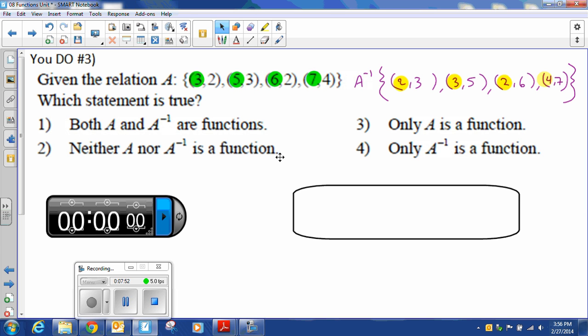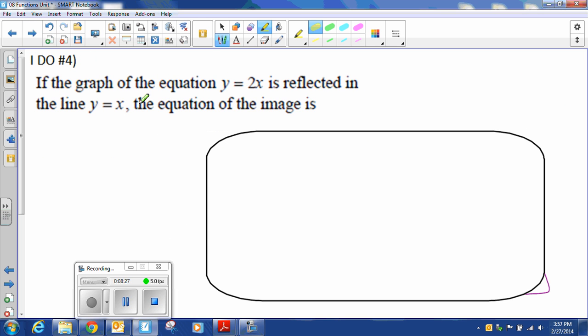So, we want to know whether they're functions. And if you remember, functions are determined by whether each x value is unique and there's no repeated values in the x's. So, as you can see, this is true for A. However, with inverse of A, the 2 is repeated. So we have the 2 over here and the 2 over here. This makes it not a function. And therefore, only A is a function. Number 4.